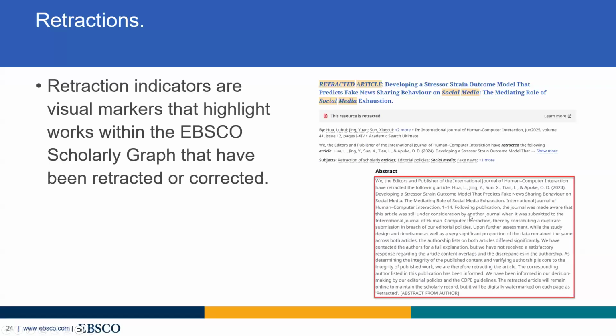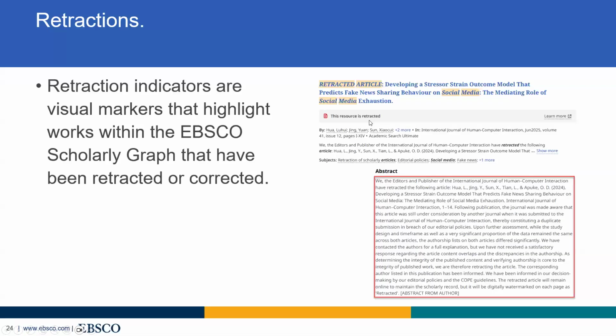EBSCO has recently added retraction indicators, as shown on your screen, as visual markers that highlight whether an article has been retracted. What you're going to see here is your title and a little flag saying that this resource is retracted.